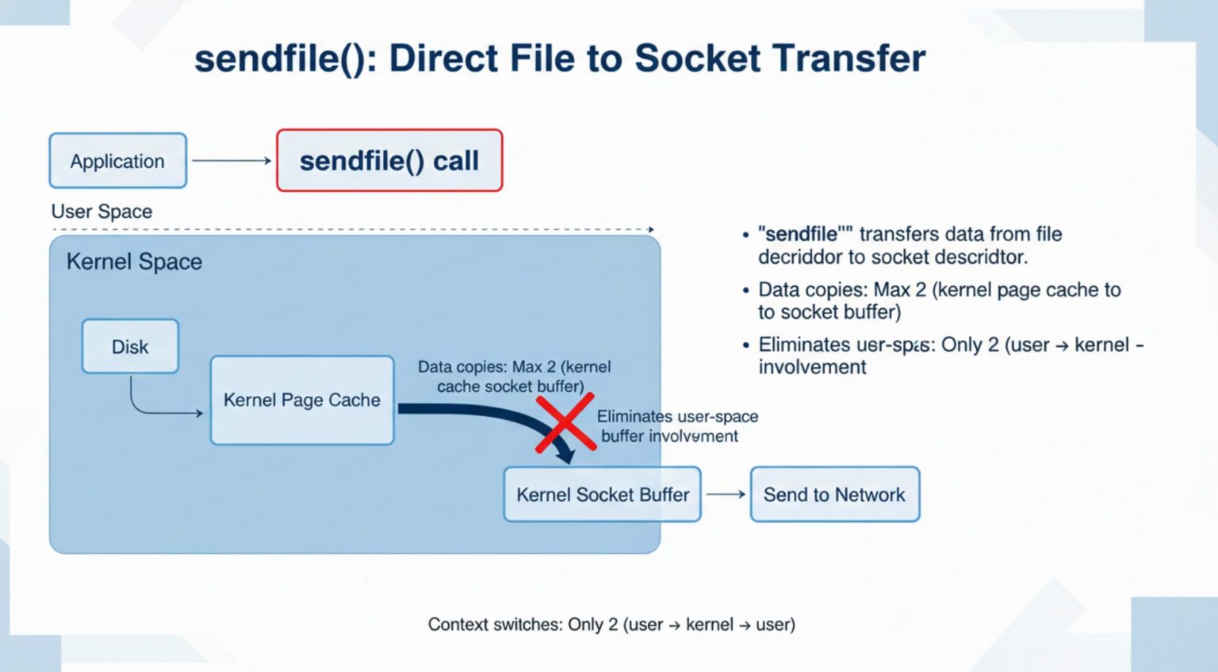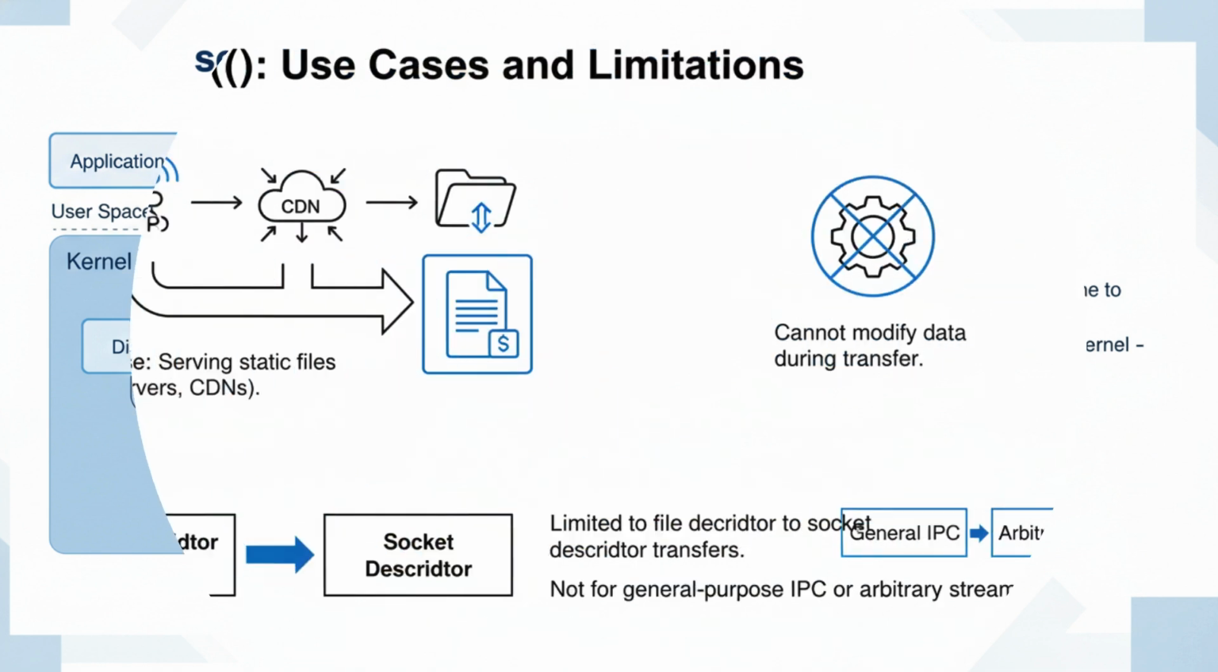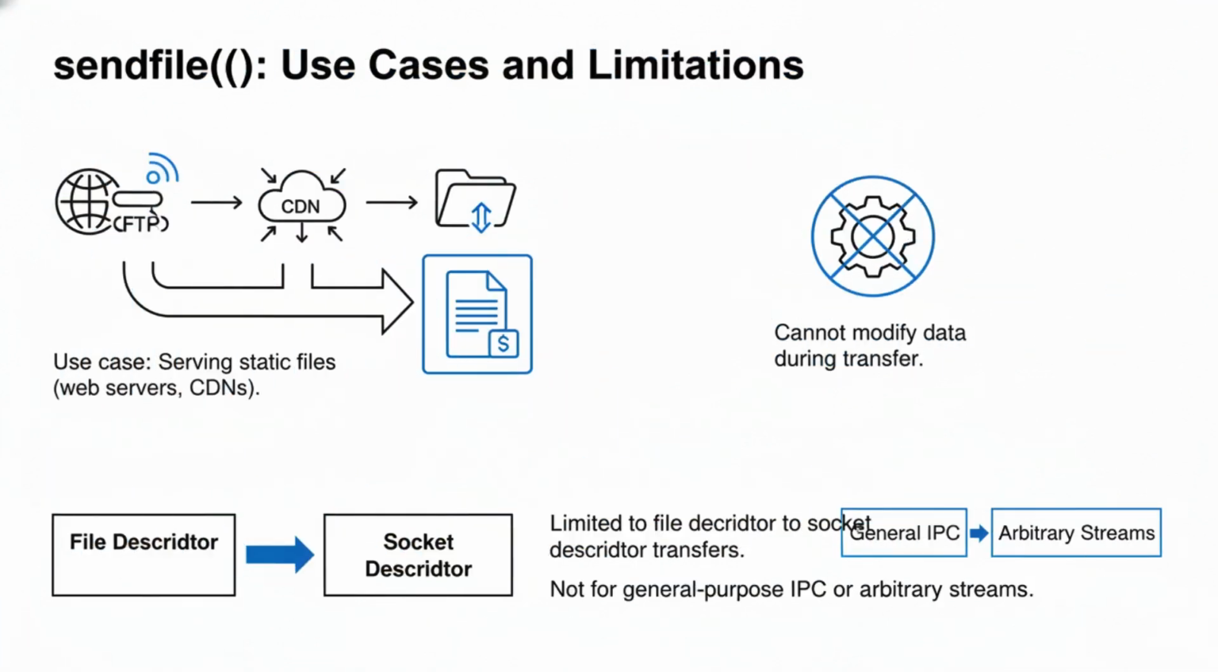This means the data effectively moves from disk cache to the network buffer with only 2 copies at most, and often only 1 if the NIC supports Gather I/O, completely bypassing the user space application and significantly reducing context switches to just 2. The sendfile system call is highly effective for specific scenarios.